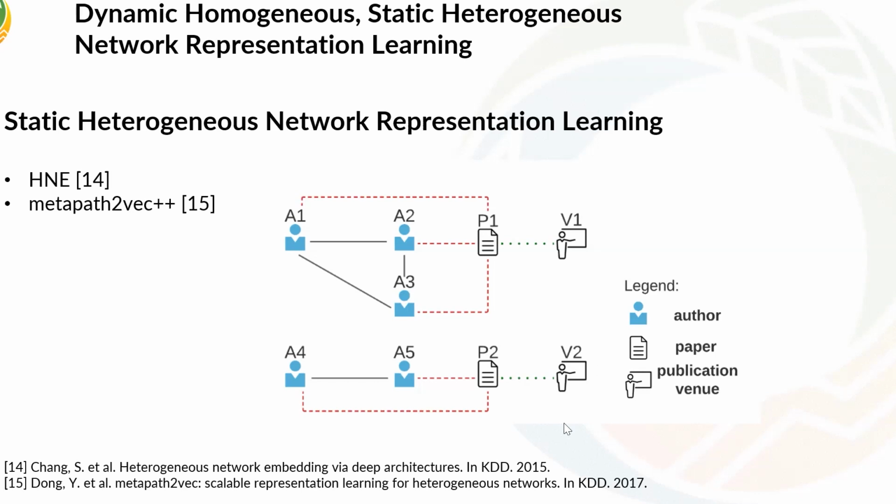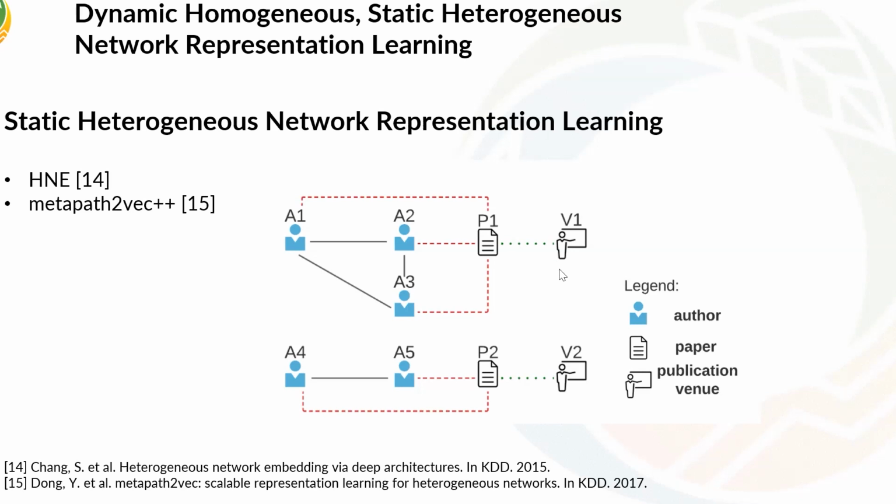If we look at this figure here, it's an example. In addition to academic as the first object type, we also have two other object types, which are the paper and the publication venue. And in addition to the collaboration relationship denoted by the black solid lines, we also have the published relationship between an academic and a paper represented by the red dashed lines. And also we have the published-at relationship between a paper and a conference represented by the green dotted lines.